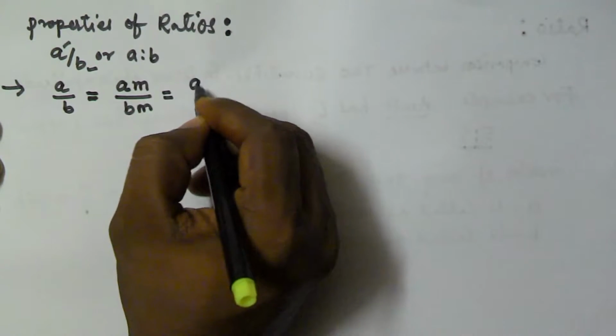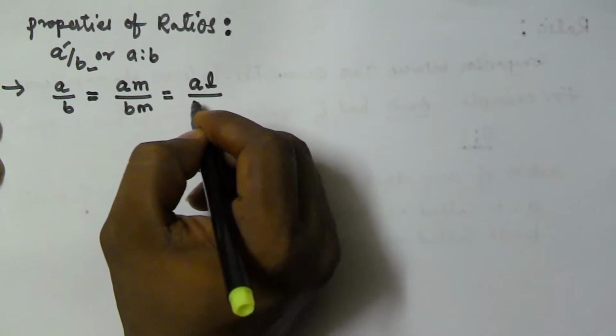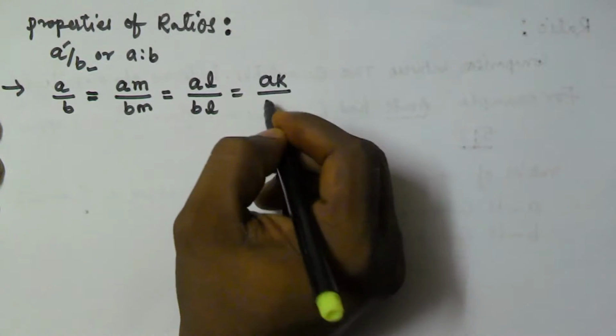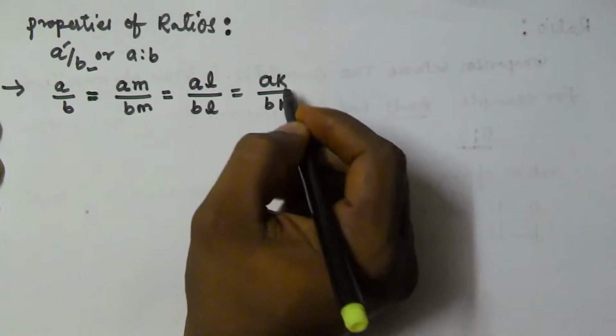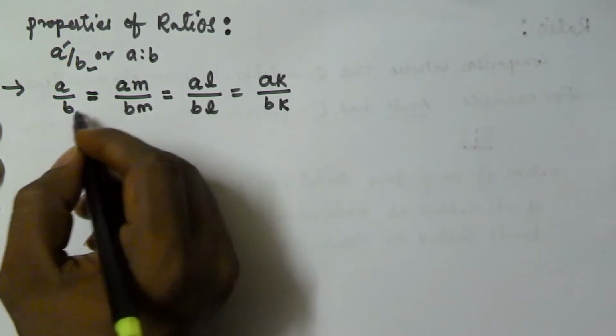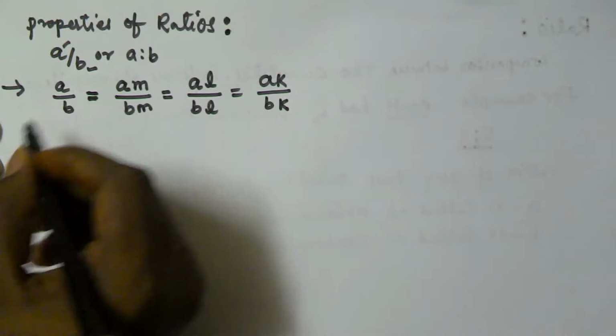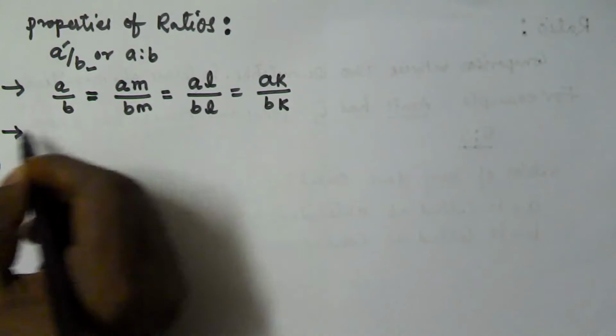So here I am multiplying the numerator and denominator by L. Here you are multiplying the numerator and denominator by K. So the value of the ratio is never going to be changed if you multiply numerator and denominator by the same value.